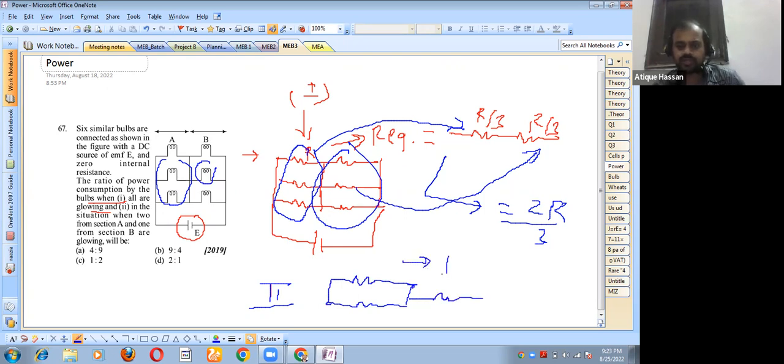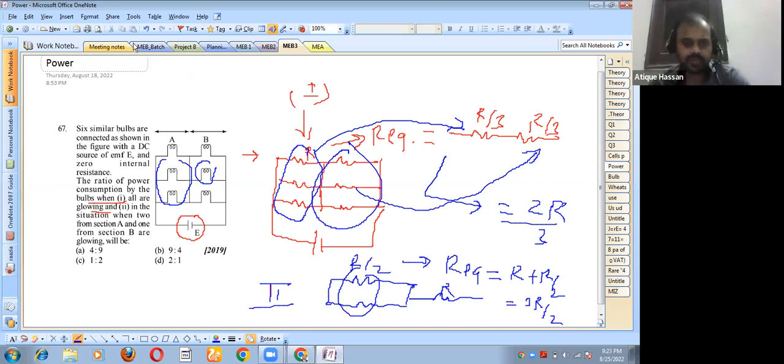So what will be the equivalent resistance here? This equivalent is R by 2 and this is R. So this will be R plus R by 2. It means 3R by 2, right? 3R by 2. So now we will calculate power.